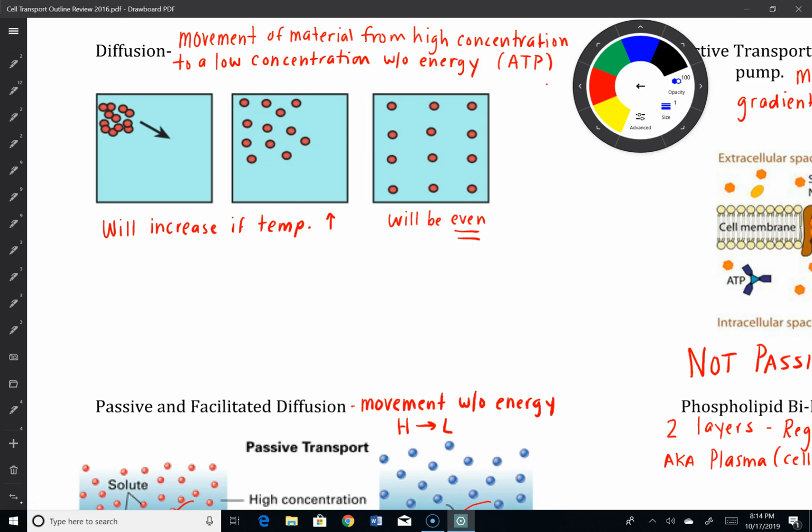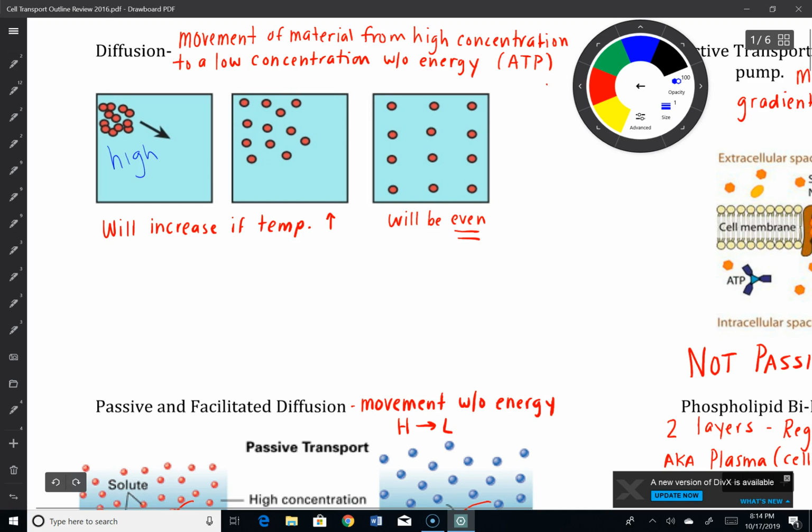The word diffusion is pretty simple. It's the movement of materials from a high concentration to a low concentration without adding any extra energy. No ATP. In the picture here, you see there is a high concentration in the top left corner, and over time, these molecules will begin to spread. Now they can only spread until they've reached the edge of this particular container, but if all goes well, the diffusion will work until the distribution is even.